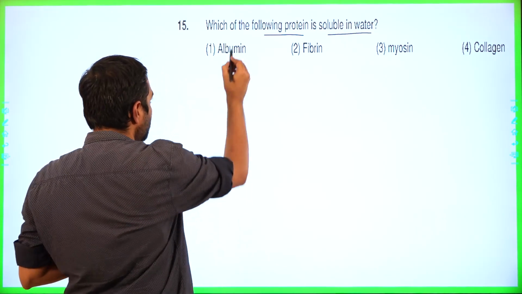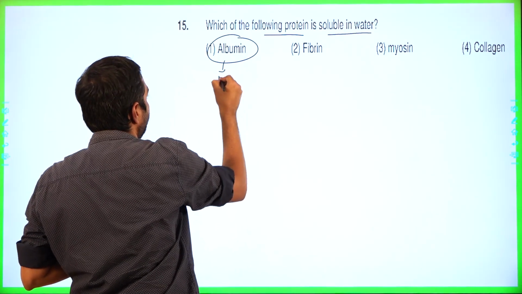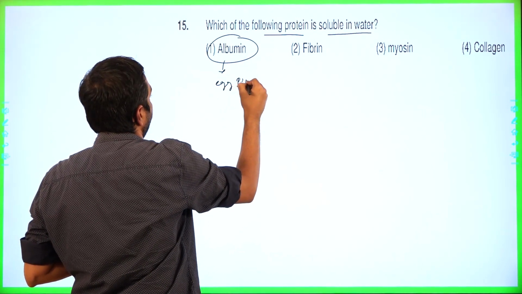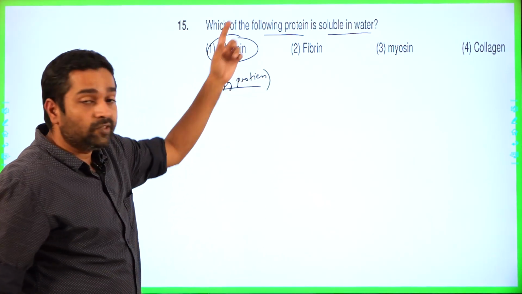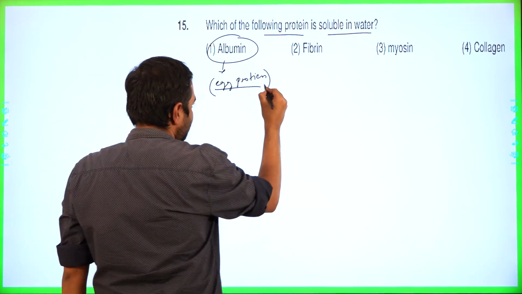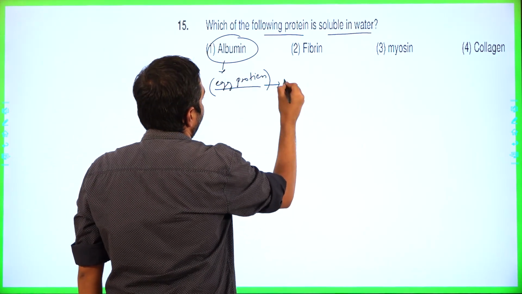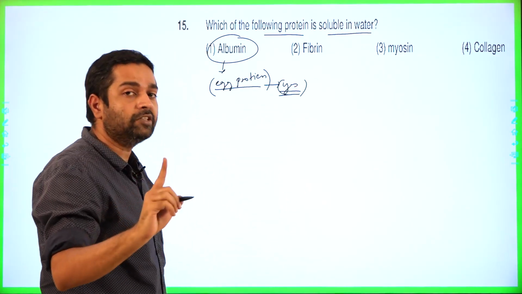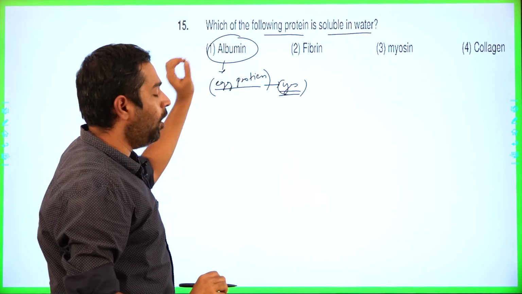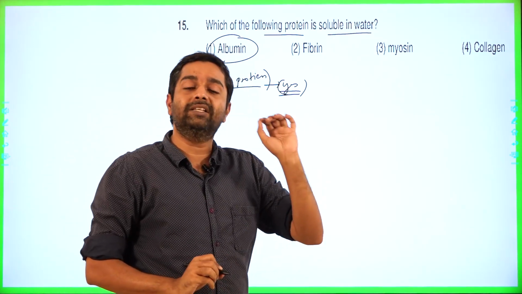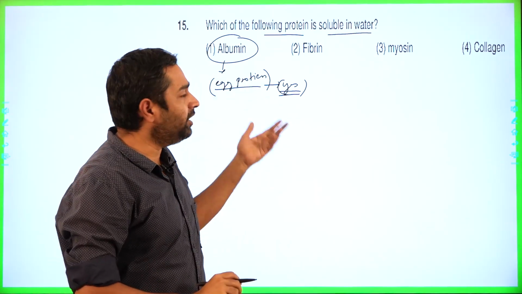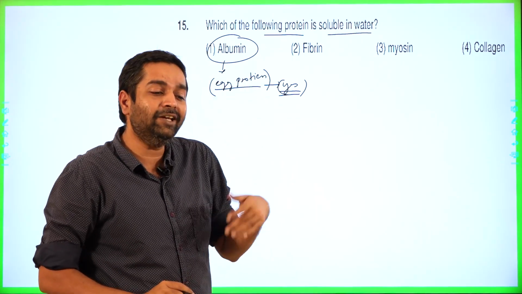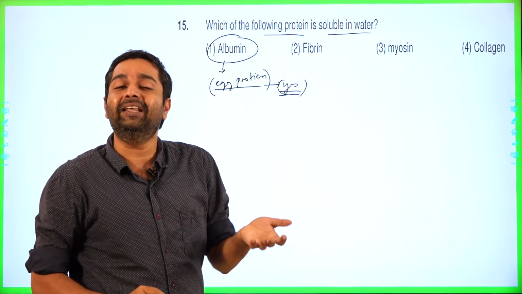Albumin you should be familiar with, of course. This is the egg protein. Now, is this soluble in water? Yes. It is definitely not completely soluble, but partially soluble. How do you know this? Anybody who has eaten eggs knows this. You don't even need to eat egg. You should have watched any cooking show where they beat egg with something.